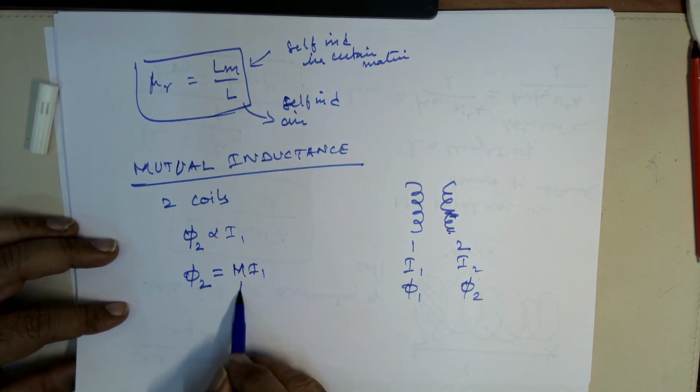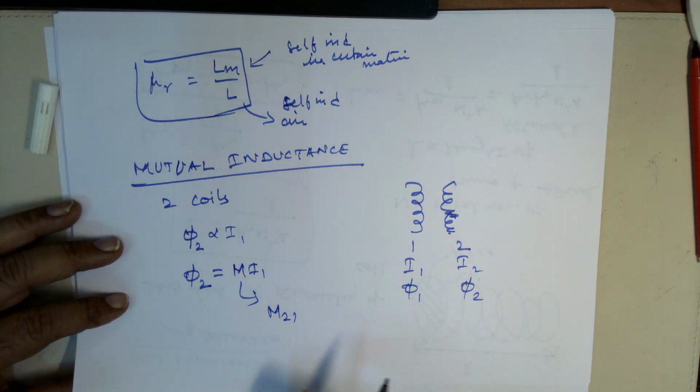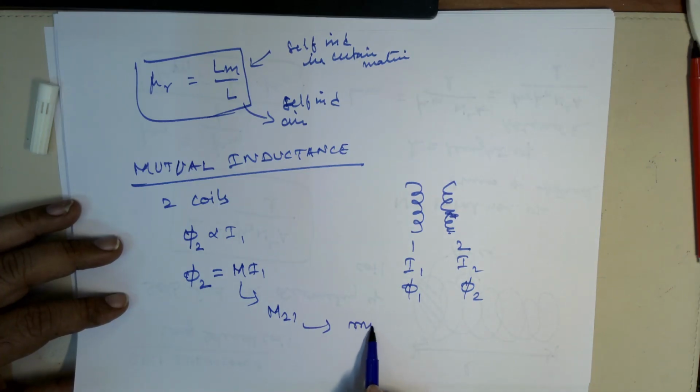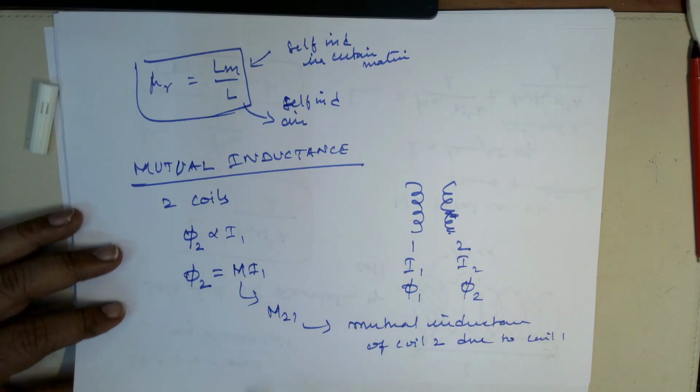So what do you understand from this? M can be indicated as M21. It means that it is the mutual inductance of coil 2 due to coil 1. So what is this? Mutual inductance of coil 2 due to coil 1.